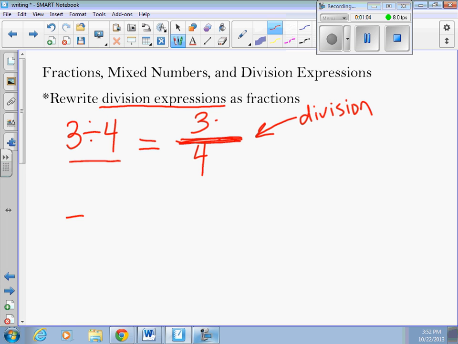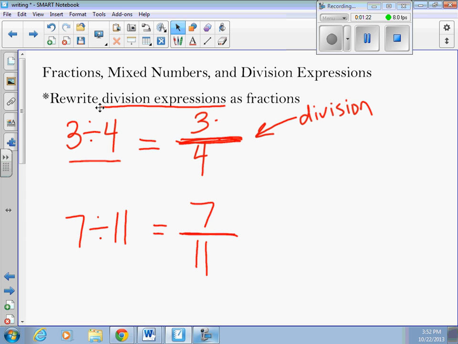So let's do another example. We have 7 divided by 11. We can rewrite this as a fraction. Fraction bar means to divide, so we write it exactly the way we say it. 7 divided by 11. Okay, let's try an example that's a little more difficult.